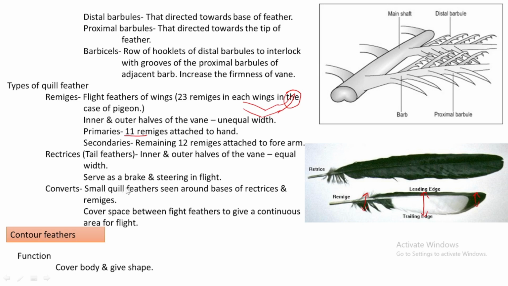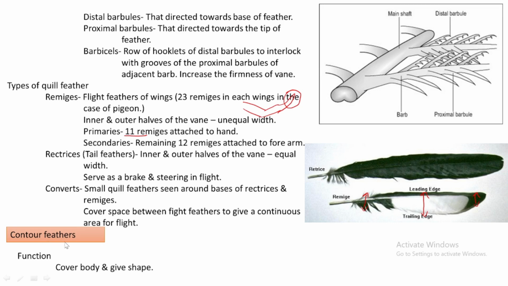Coverts are small quill feathers. They are seen around the base of the rectrices. See, this is a rectrix feather, and at its base we can see some small quill feathers. They are called coverts. They are present along the base of the remiges also. And what is the significance? It covers the space between the flight feathers. Some vacant, naked space will be there. That space is filled by these coverts to give a continuous area for flight.